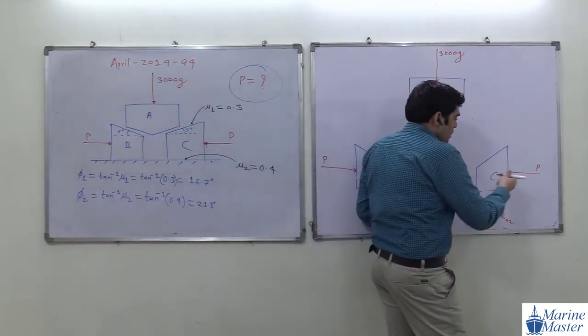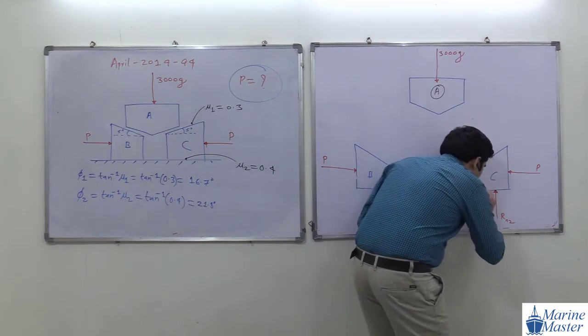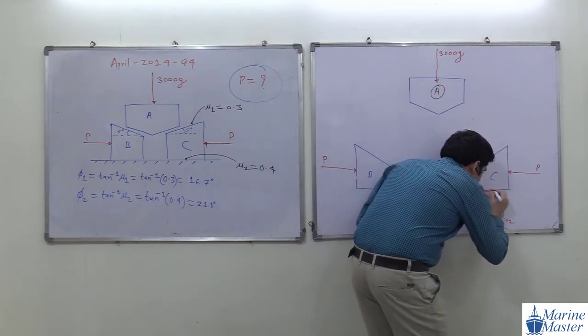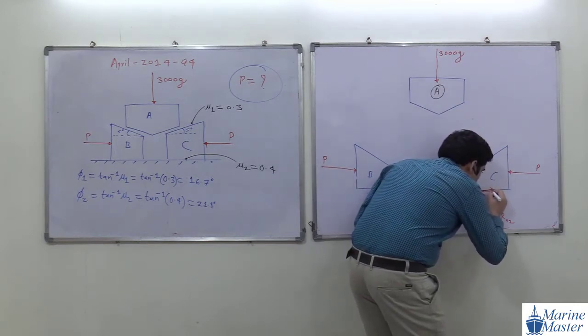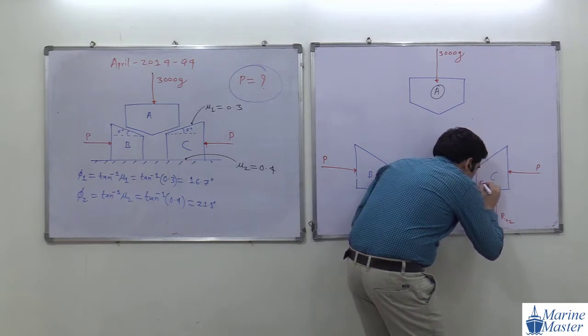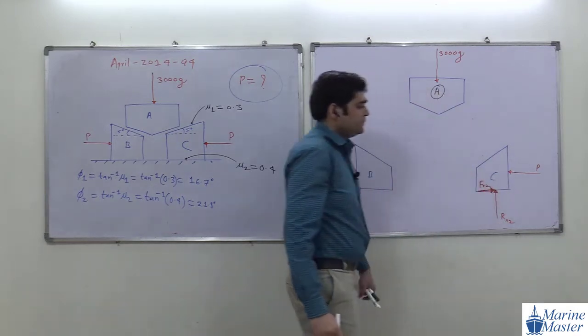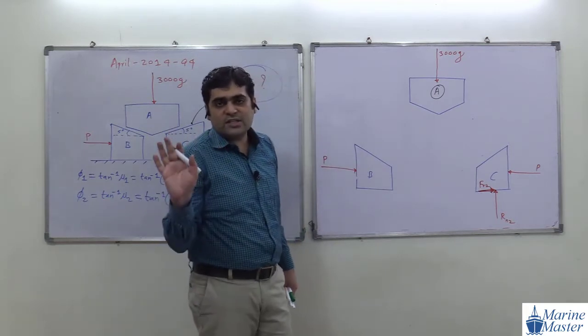Now what will happen? Motion will be on this side. Then friction force will be opposite to the motion, and this will be friction force Fr2. Okay. Any doubt in this discussion, guys?